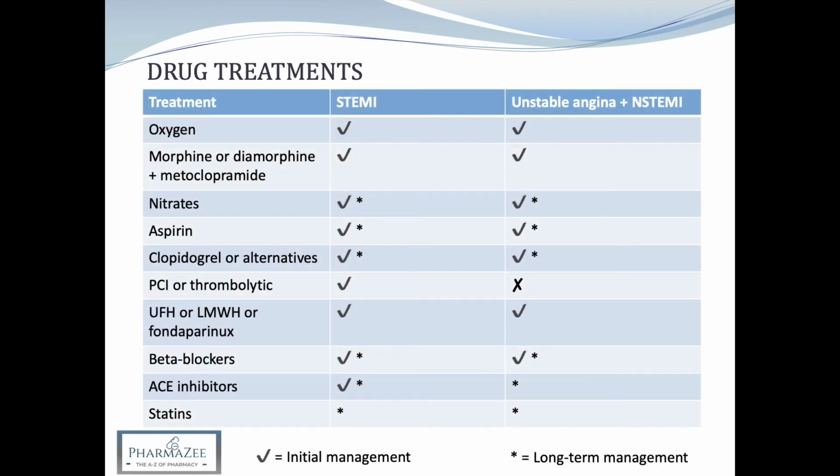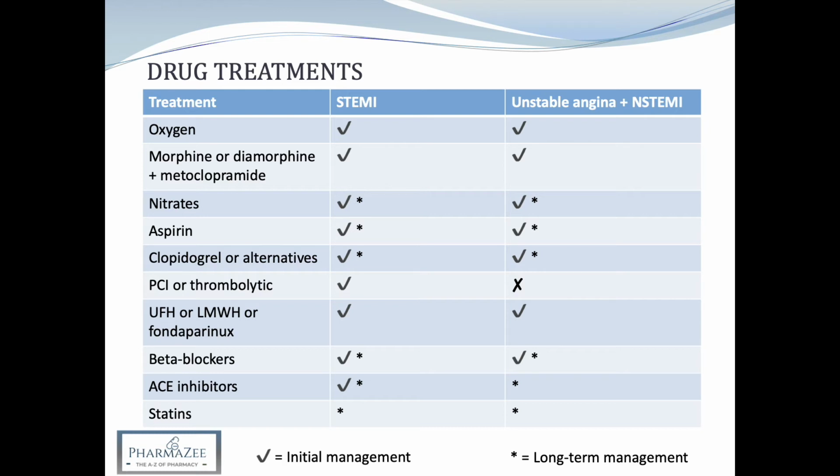Moving on to drug treatments. Now, this may look like an overwhelming table, but we'll go through it together, and it covers the initial and long-term management of acute coronary syndromes. So to start off with the initial management, which is marked by a tick, oxygen should be administered if there is evidence of hypoxia, pulmonary edema, or continuing myocardial ischemia, regardless of the type of acute coronary syndrome.